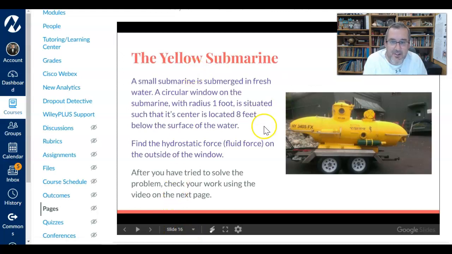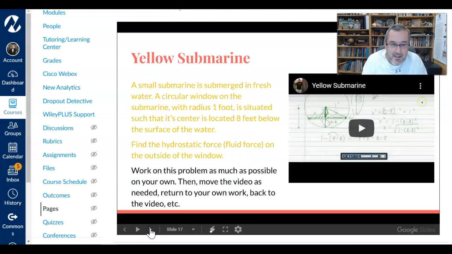All right, so the problem is about the yellow submarine. We all live on a yellow submarine, a yellow submarine. And this yellow submarine has a circular window. Let's say that this yellow submarine, the Seahorse, was underwater such that the center of that circle was 8 feet below the surface of the water. You're going to work to find the hydrostatic force. So start working based on what you saw in the videos and see how far you get. Play a little bit of the video, stop, go back to your work, etc. The video is here. It's a pencast of my solution.